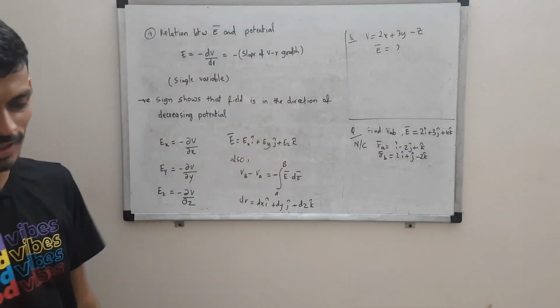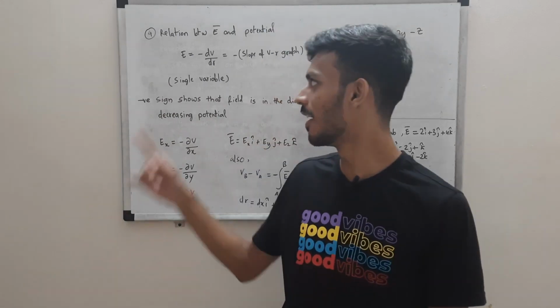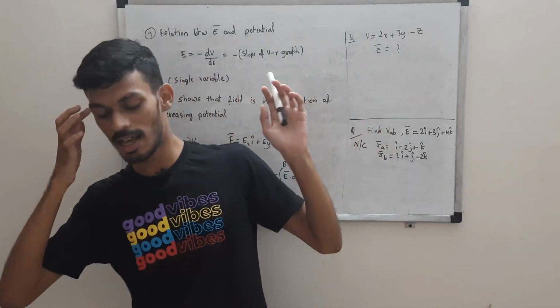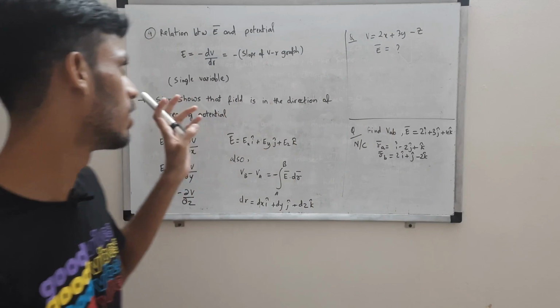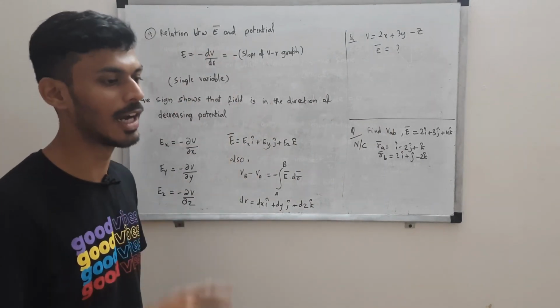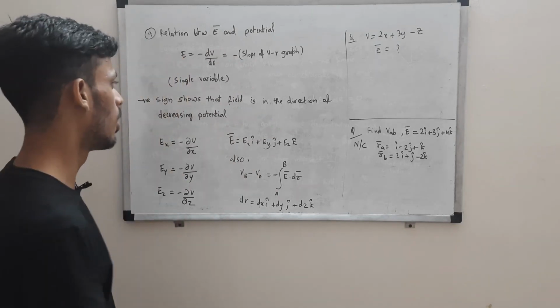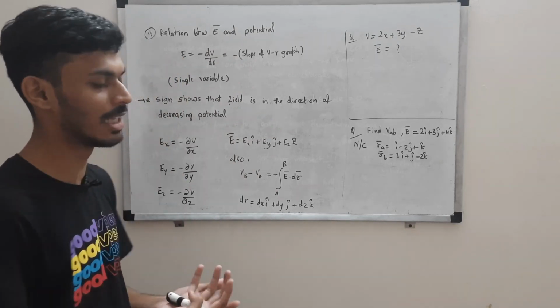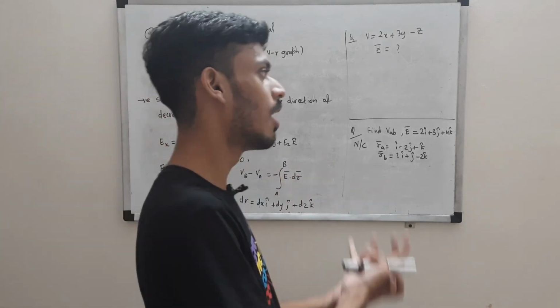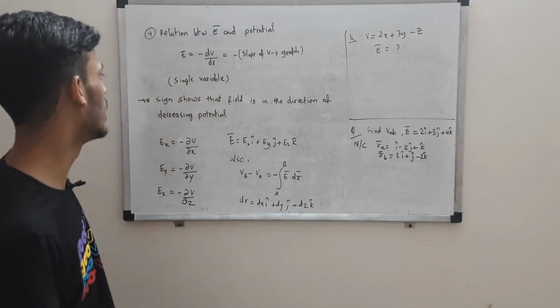Actually, that is not the end of the story. Actually, this is a lie. Even in your NCERT it is given like this, but this is only true for a single variable. If your V has only an x term, or only a y term, or only an r term, then this is true. Otherwise, your electric field is actually the negative gradient of your potential. Now, gradient is a big term for you all, so I'll simplify it down for you.